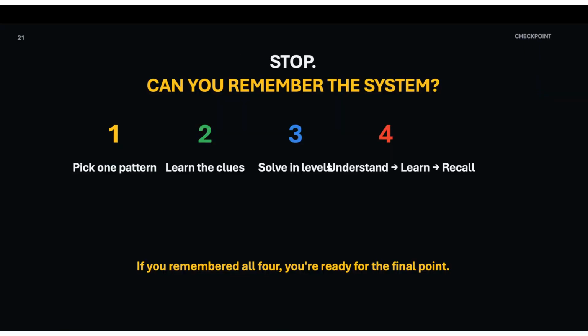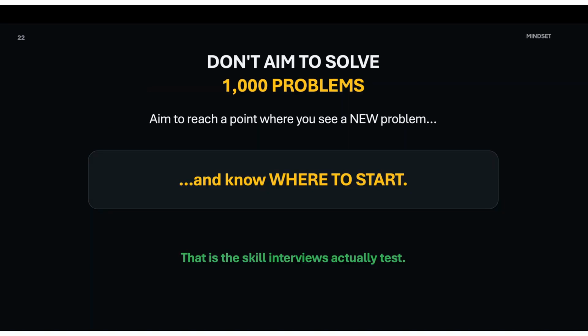Okay, stop for a second. Let's see if you remember the entire system. There are four things. Number one, pick a pattern. Number two, learn the cues. Number three, solve in levels. And number four, understand, learn, and recall. If you remember all the four without looking back, good. You have got the framework.